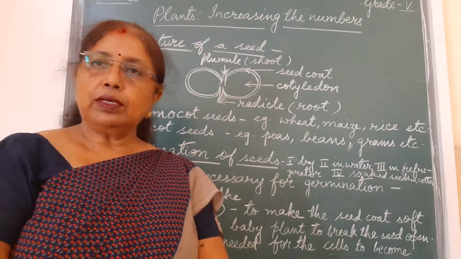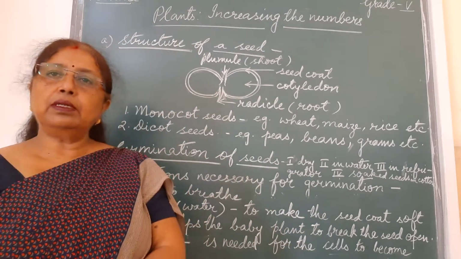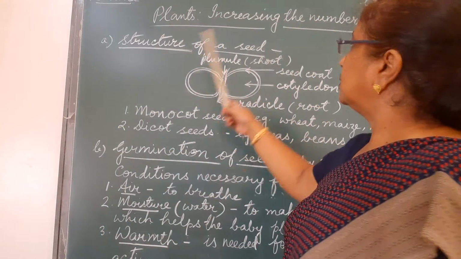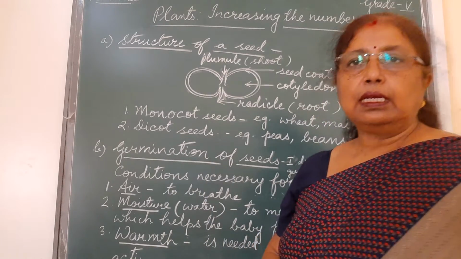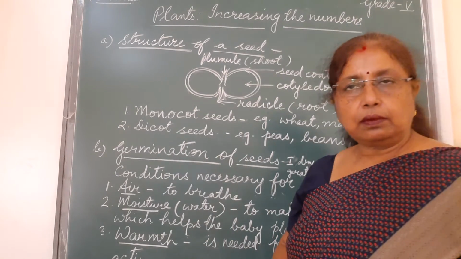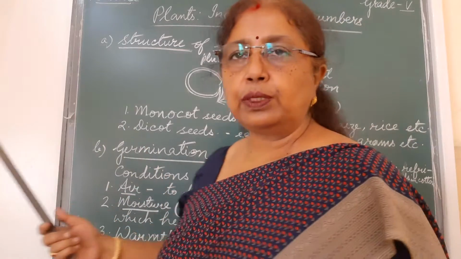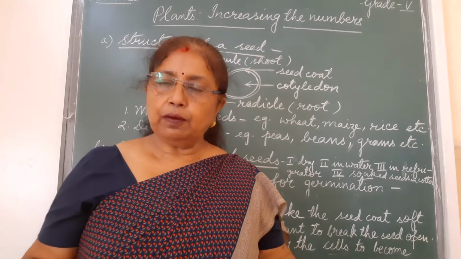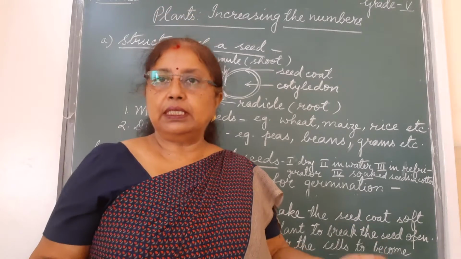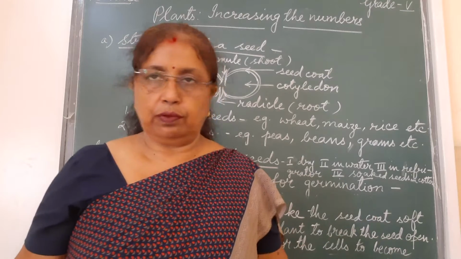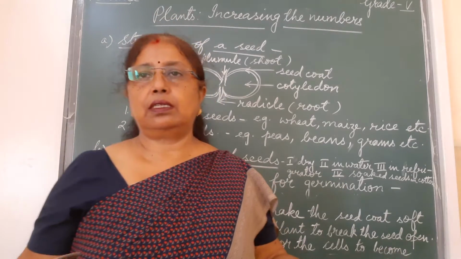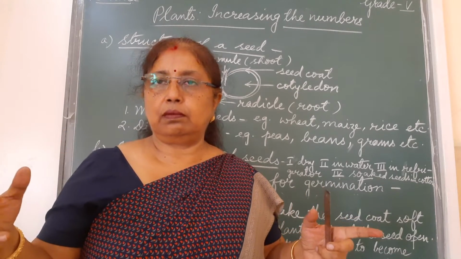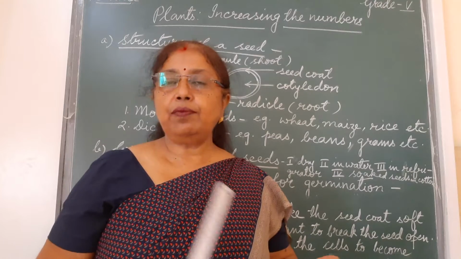Yes, children, today we are going to study the first chapter, that is, increasing the number of plants. First we will see why we require plants. We require plants for many things, like fruits and vegetables as food, fiber for making clothes, medicines, and wood for making furniture, etc. So we require plants for many different needs, but how can we grow them in numbers?